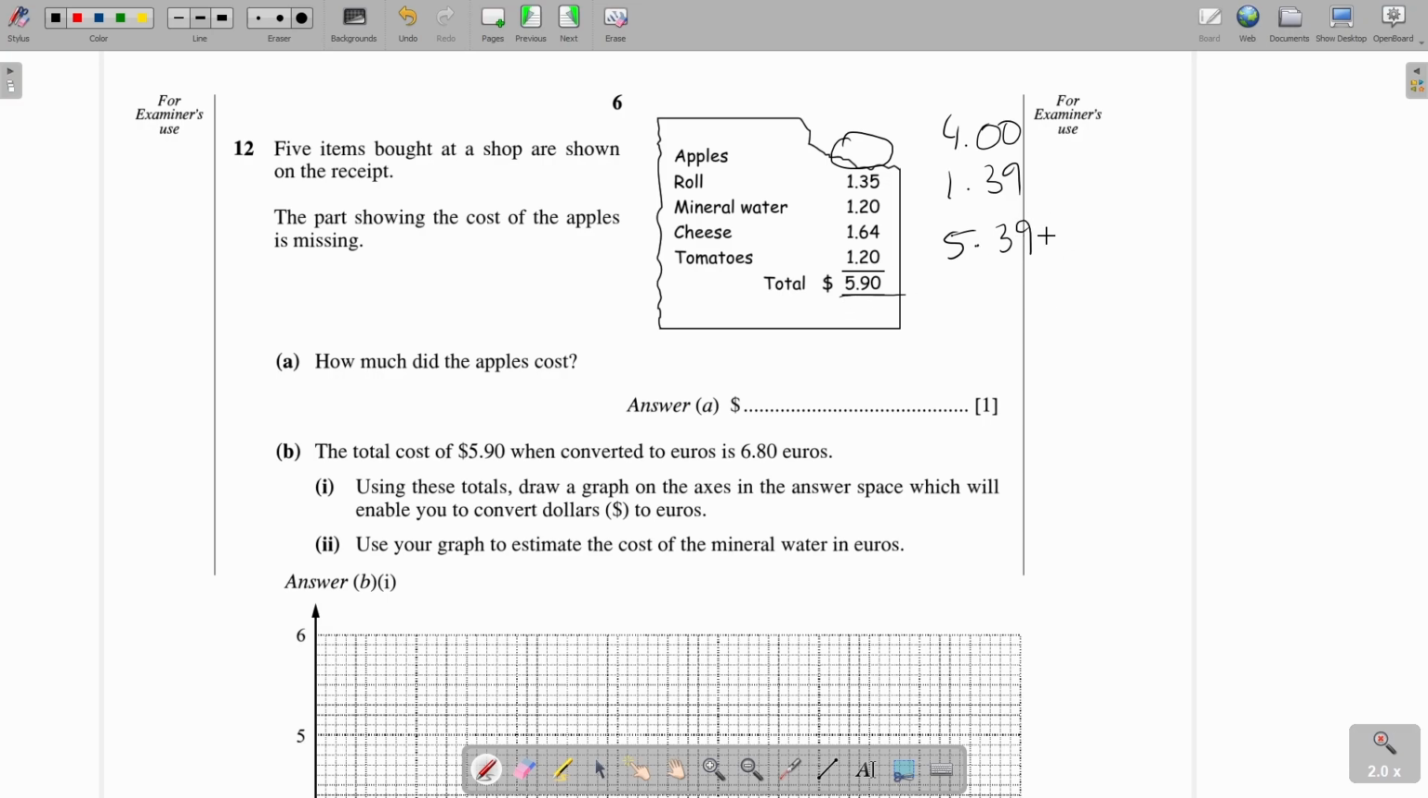So if I add 0.01 to this, this would be 5.4. And then if I add 0.50 to this, it would be 5.9. So 0.51 is my answer.